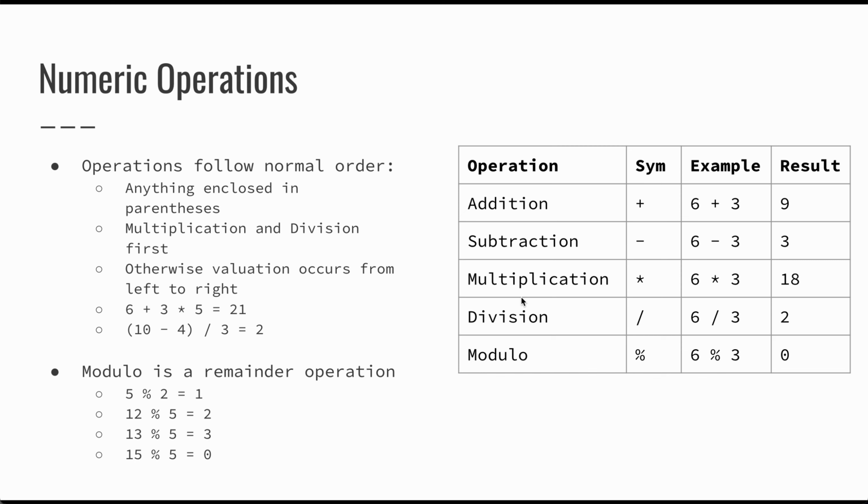Numeric operations follow the normal order of operations. So you start off with things enclosed in parentheses, and then multiplication and division first from left to right, and then addition and subtraction from left to right. And the symbols here are pretty much exactly what you would expect based on what we've seen in other languages. Plus, minus, the asterisk for multiplication, the forward slash for division, and the modulo operator is the percent symbol. Just like we've seen in Python and just like you might be familiar with in Java. The modulo operation just gives you the remainder, and division in JavaScript is going to be floating point division.